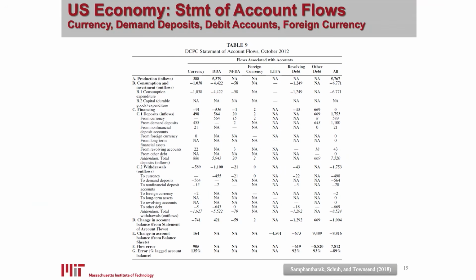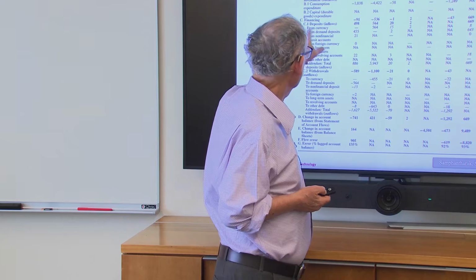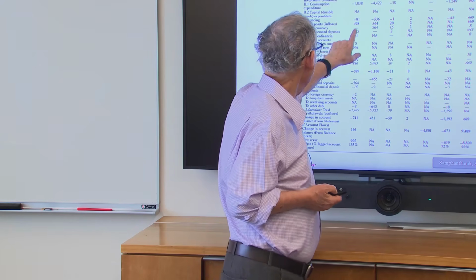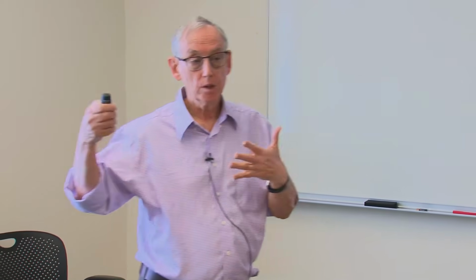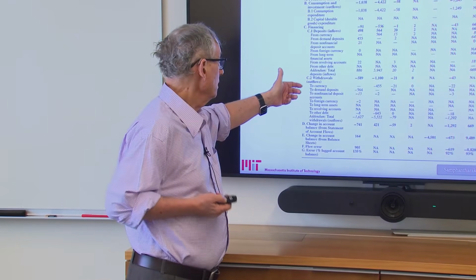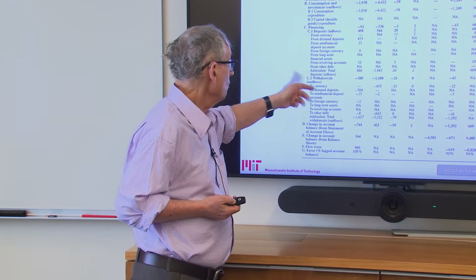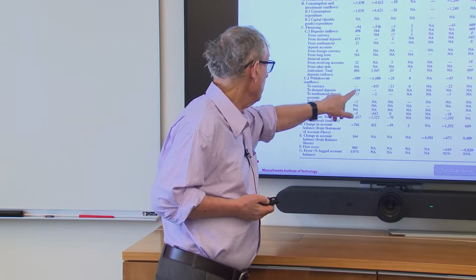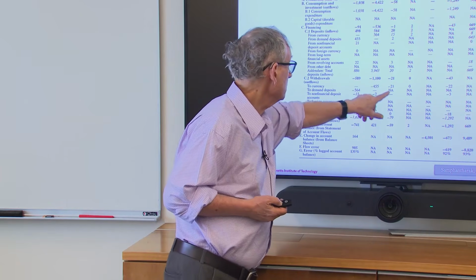Deposits, from non-financial accounts, from foreign currency. So again, from and to are always X'd out here because they're on the diagonal. Otherwise, one payment account is being converted to another one, or vice versa. And likewise, withdrawals from one account, say the currency account, into demand deposits. So there you're cashing out your demand deposit.